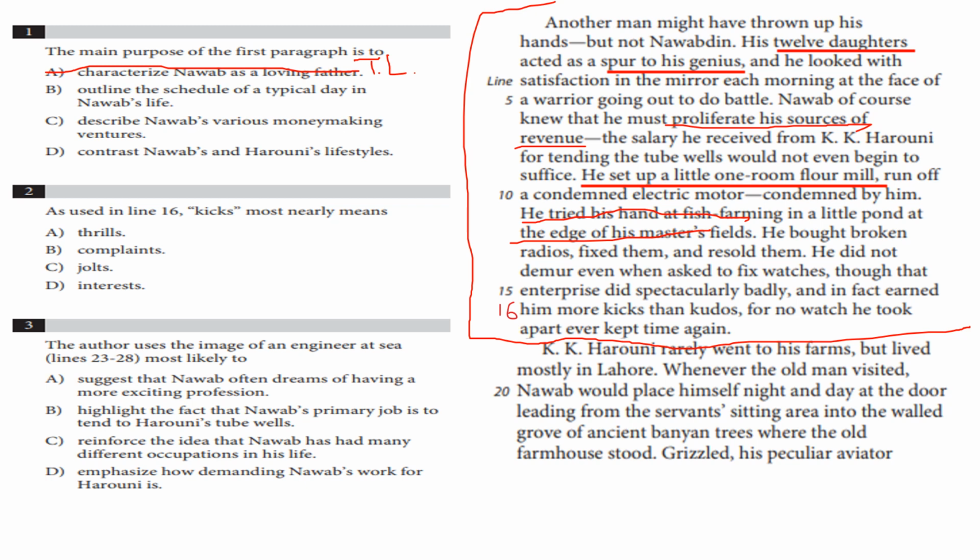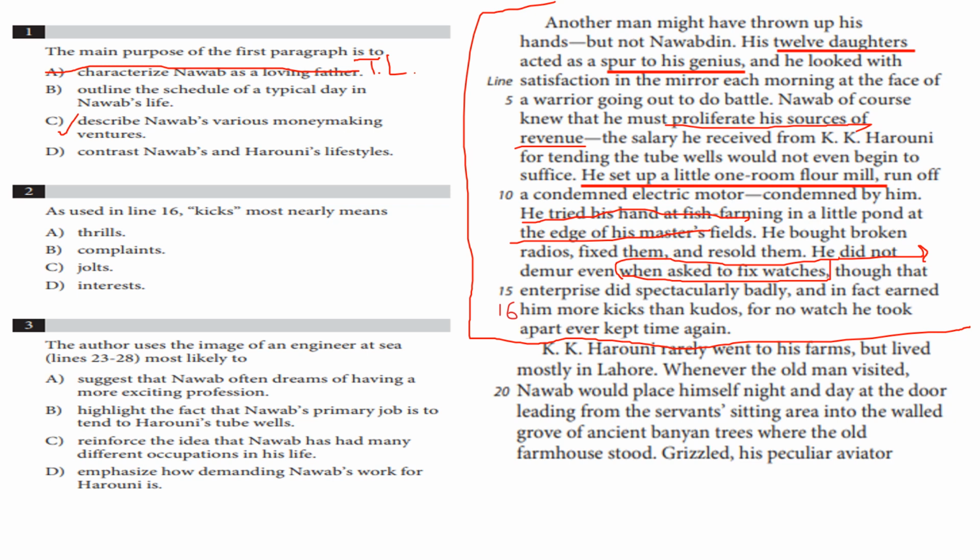And it could be possible, but outline the schedule of a typical day. A typical day is like he did this. He was a warrior. He went to the tube wells. He set up a little one-room flour mill. He condemned an electric motor. If he did this all in one day, he'd kind of be busy. When asked to fix watches, he did not demur. You don't have a common time.